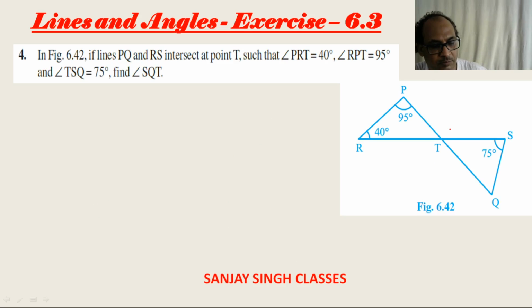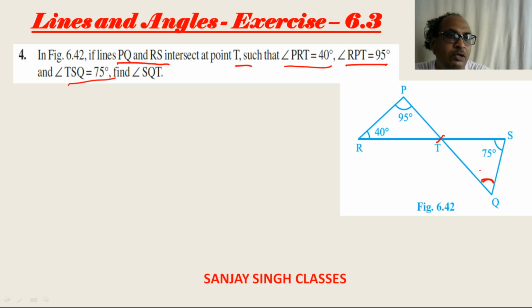We will go for question number 4. Solution of question number 4. We are given in figure 6.42, if the line PQ and RS intersect at point T such that angle PRT is equal to 40 degrees, angle RPT is equal to 95 degrees, and angle TSQ is equal to 75 degrees, we need to find angle SQT.